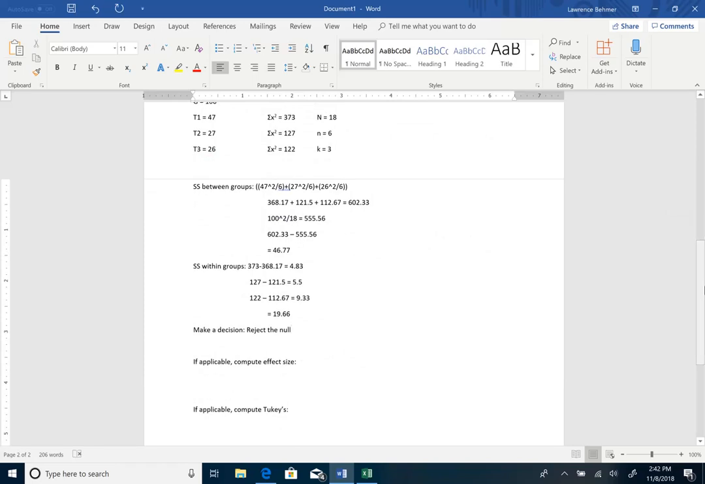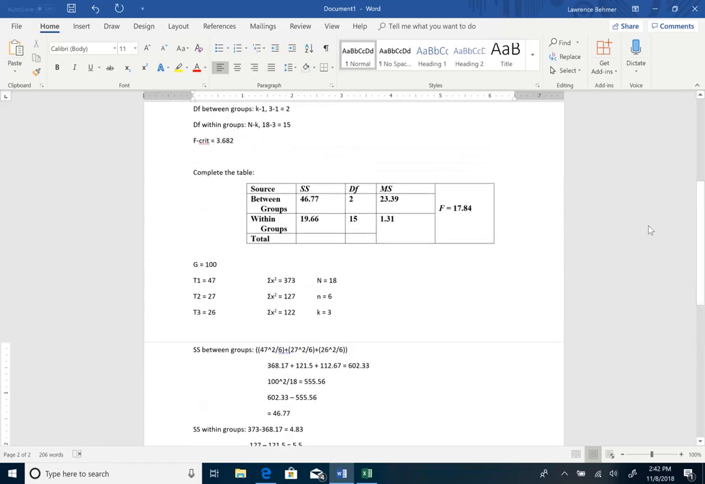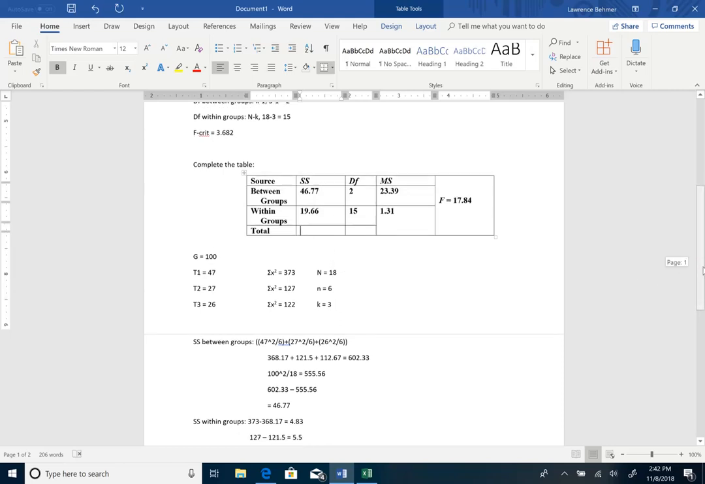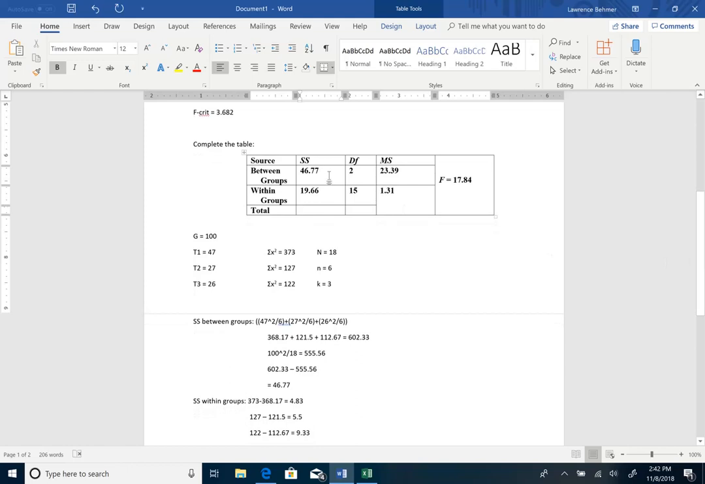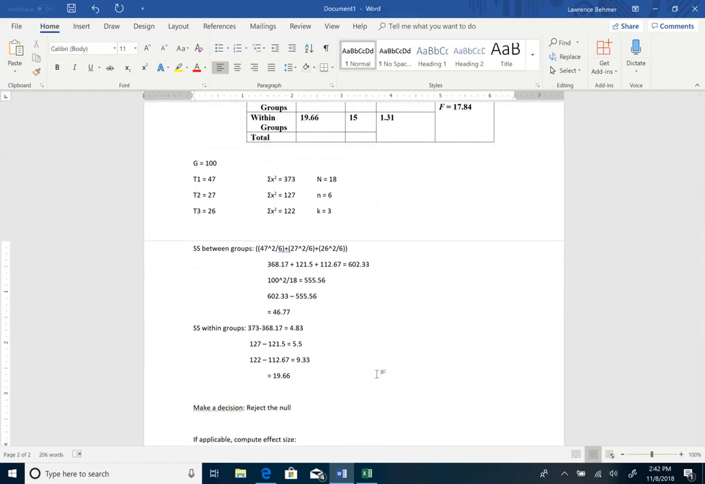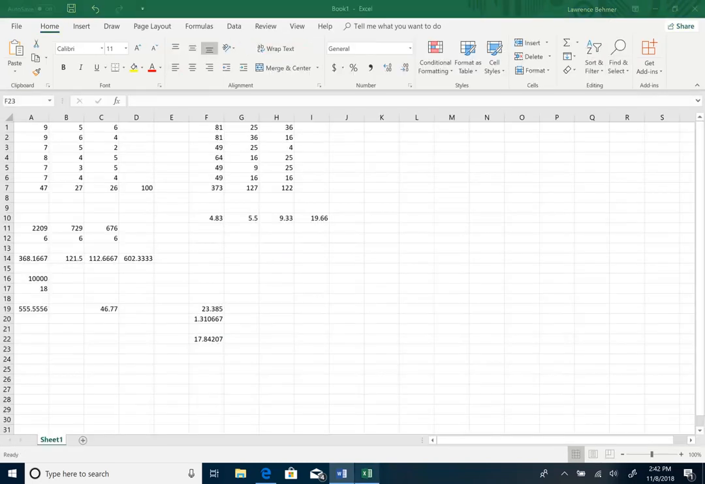If applicable, we want to compute the effect size, right? And so the effect size is nothing more than, oh, look what else I forgot. I'm actually supposed to complete this table. We talked about this before. I can figure out the sum of squares total by adding my sum of squares between groups to my sum of squares within groups. So let me do that one step really quick. We'll call this sum of squares total, which we'll get by adding 46.77 to 19.66. And what is that? I'm going to have to do that in Excel.